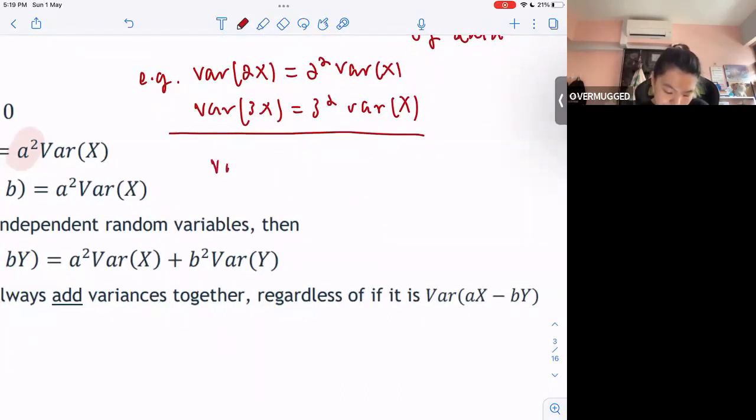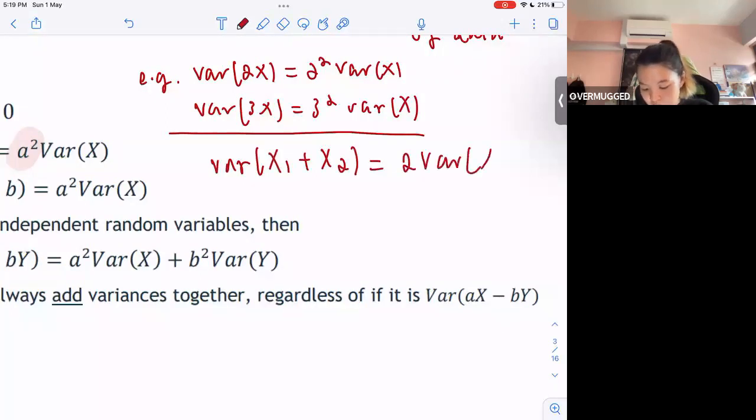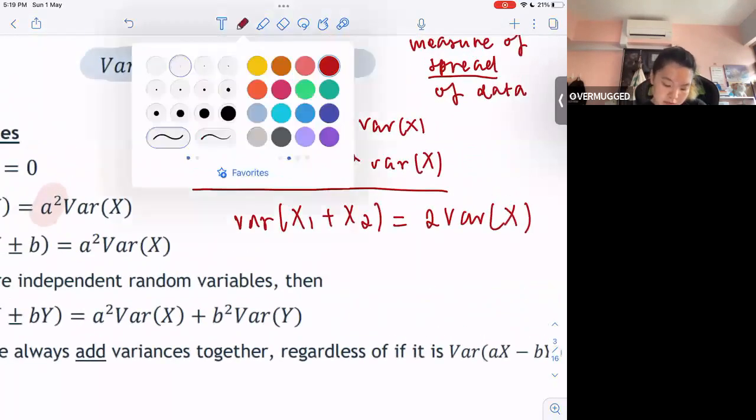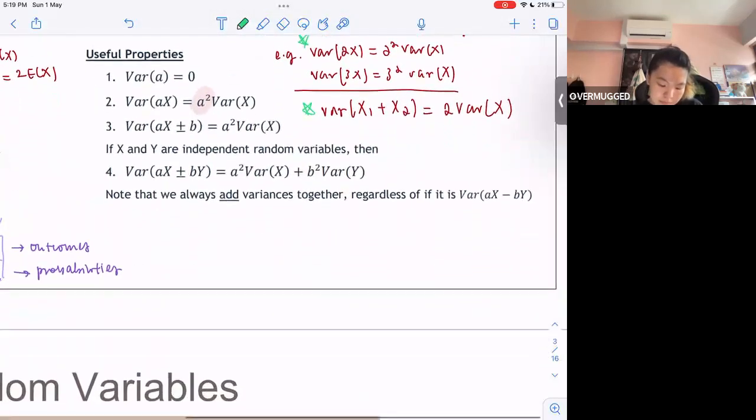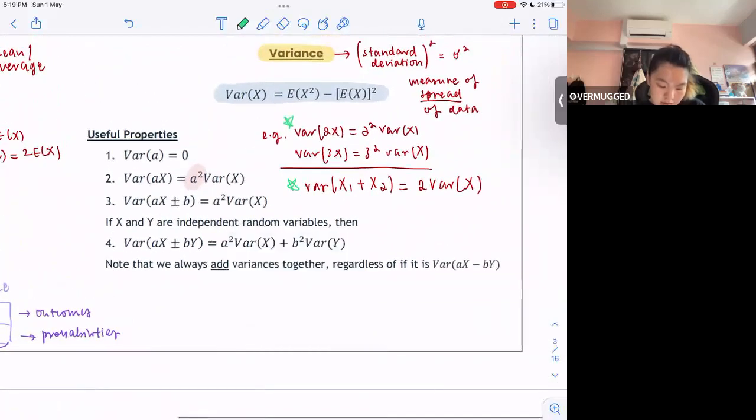But let's say you have your variance and you have two independent occurrences, x1 plus x2. That would just be 2 times the variance of x. So it's very important for you to know the difference between this and this, okay? Something to note is that, no matter what, you always add variances together, regardless of whether inside here it's a minus. You always add your variances together. You never ever minus it off.